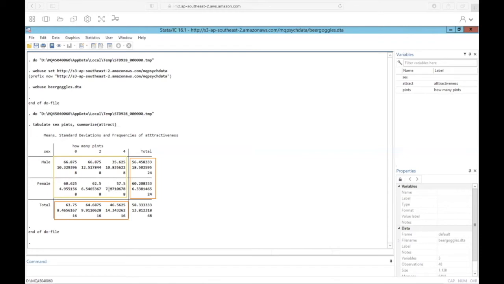Another way to consider this is asking, are males and females different after 0 pints of beer? Do males and females differ after 2 pints of beer? Or do males and females differ after 4 pints of beer? So we're going to demonstrate two different ways to really understand the interaction using simple effects analyses.